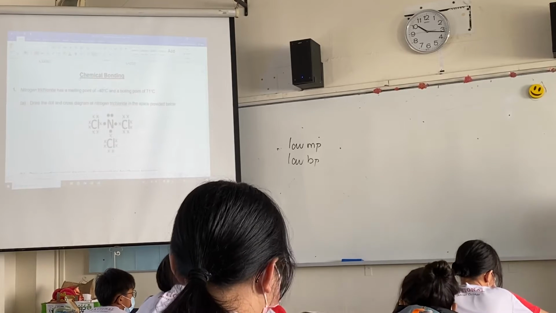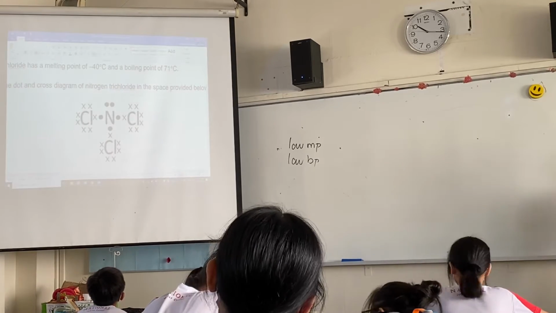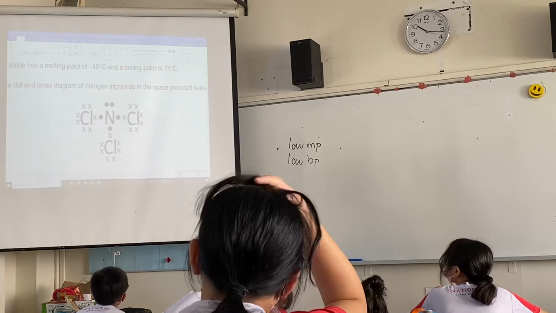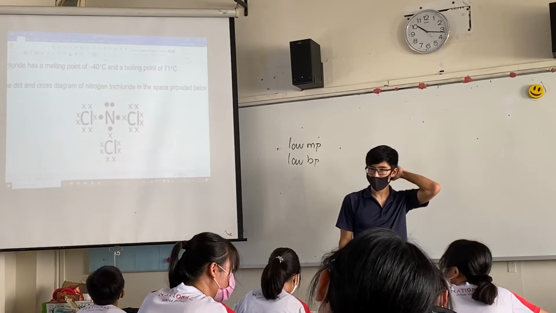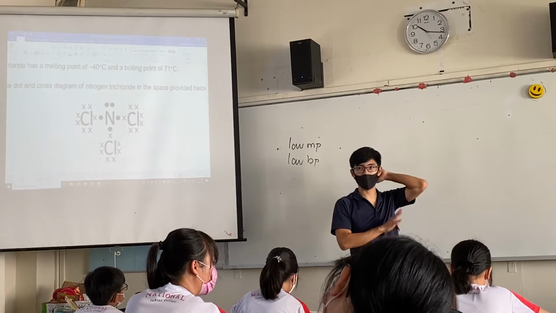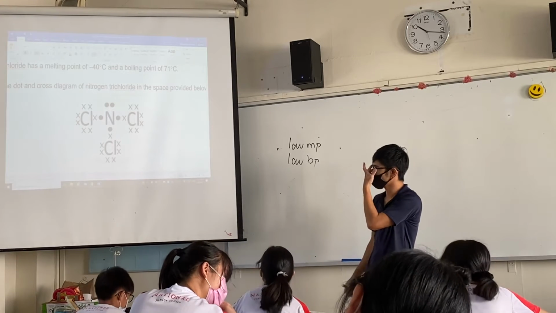Okay, this is the diagram. We're going to give your diagram a quick check. Some of you may have used dots for the chlorine and crosses for the nitrogen. It's fine. That's okay.